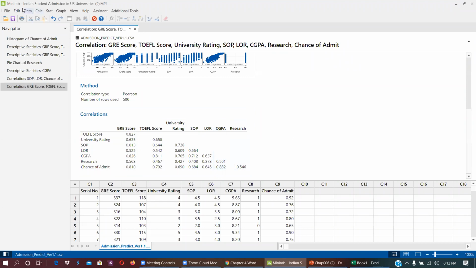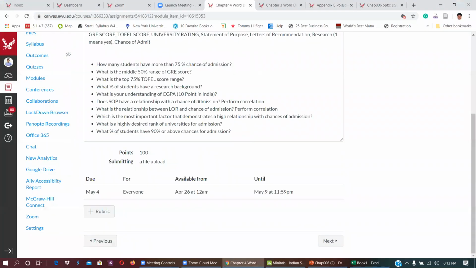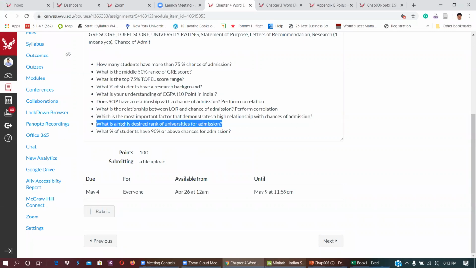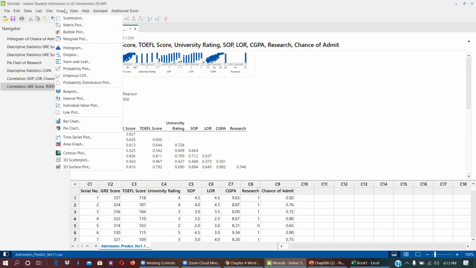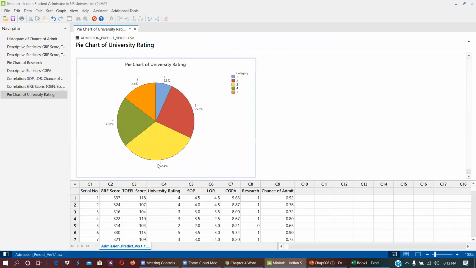Now the next two questions are: what is the highly desired rank of university in admission? So basically this is university rating, where we have the highest frequency. You can just use a graph, pie chart, and university rating, and that's it. So the third rating has 32.4%.